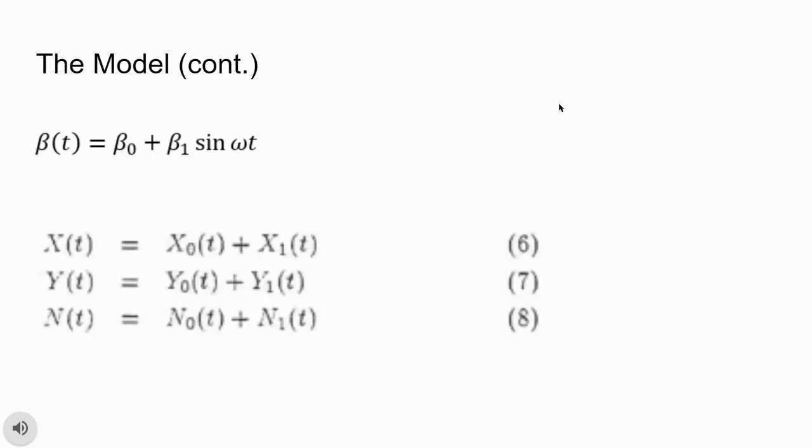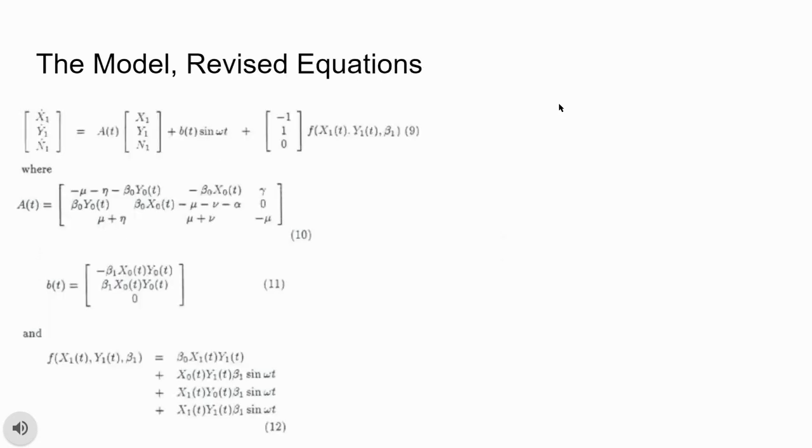The force of infection, represented by beta of t, is modeled by sinusoidal oscillations around a mean level of beta 0. This then gives us these new equations with x0, y0, and n0 denoting the solution of the differential equations when beta of t equals beta 0. Plugging this back into equations 1, 2, and 3 yields these equations.